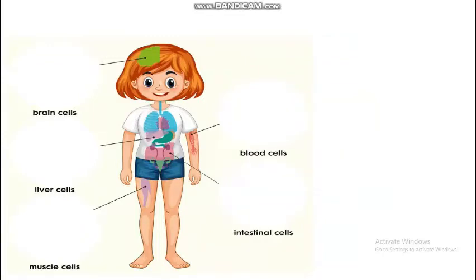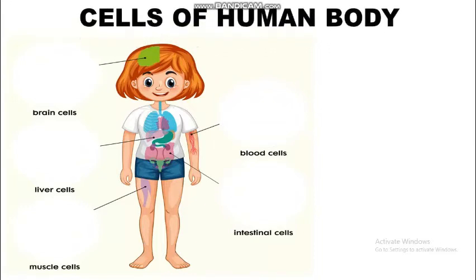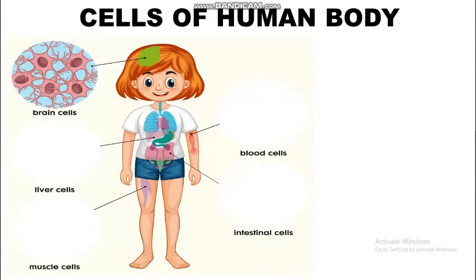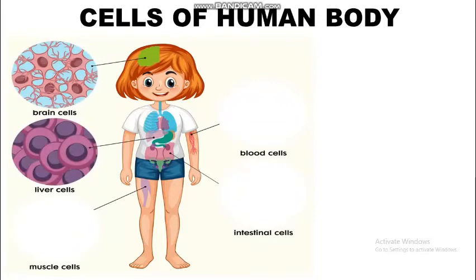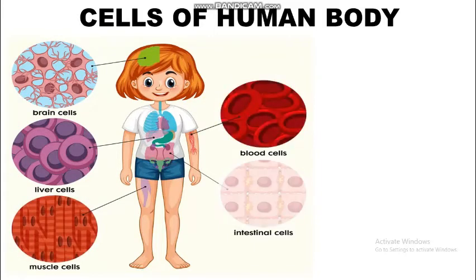Okay, now assume this is you, and you will be amazed to hear how many different types of cells you have within your body and how they work. So the next topic is the cells of the human body. There can be brain cells, liver cells, muscle cells, even blood cells and intestinal cells. These are not the only 5 types of cells within you. This is just an example that I have shown you. You have even more than this.